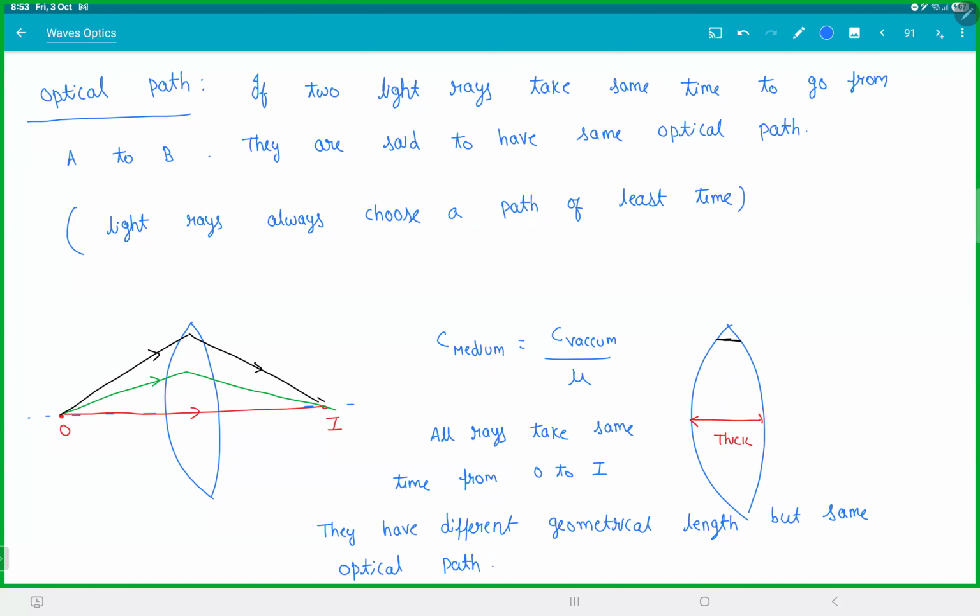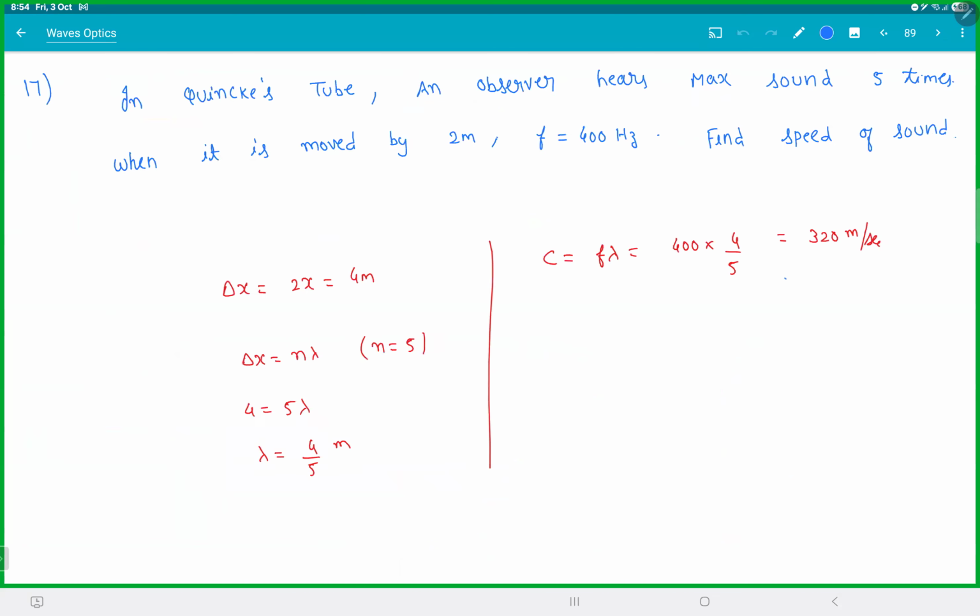So someone tells you what is optical path, that is how you define. If two light rays take the same time to go from A to B, they are said to have the same optical path. That's it. Straightforward definition. Let's see a question based on this then.